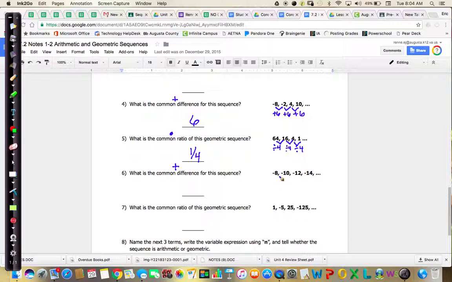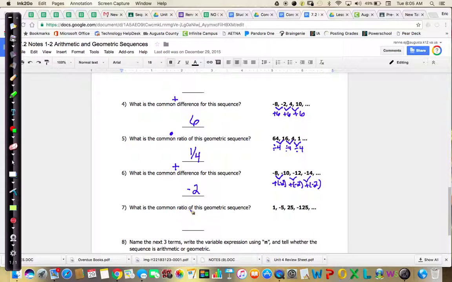And now look, the numbers are going down, -8, -10, -12, -14. They're getting smaller. So we've got to figure out what number we are adding here. So they're going down by 2, so we must be adding -2. And I'm going to put that in parentheses there. Add -2, add -2. So the common difference is -2. Now notice I didn't write plus -2, okay, because it's the number we are adding. So I just write -2.